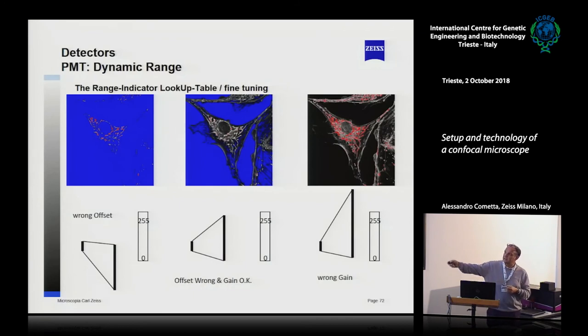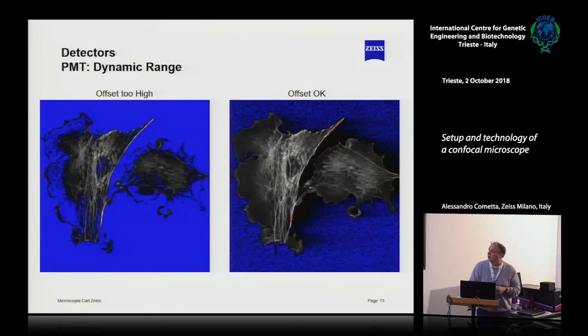So in this case there is a wrong offset. In this case, the gain is too high. The better one is here, because I have just some points overexposed, and just the background, where there is nothing, that is blue. Here the offset is too high, here the offset is okay. So, in theory, I should have just one single blue pixel.